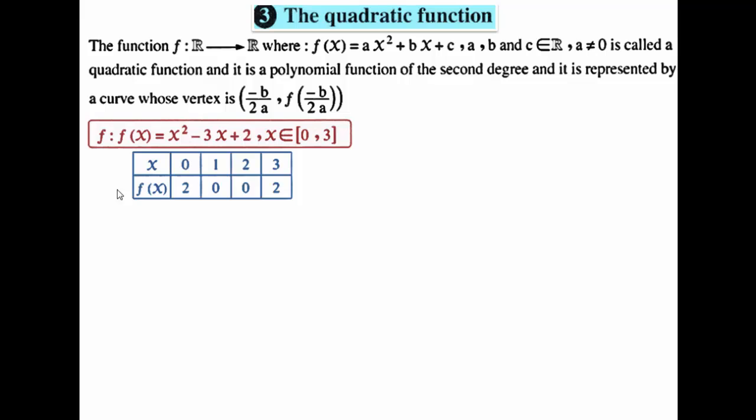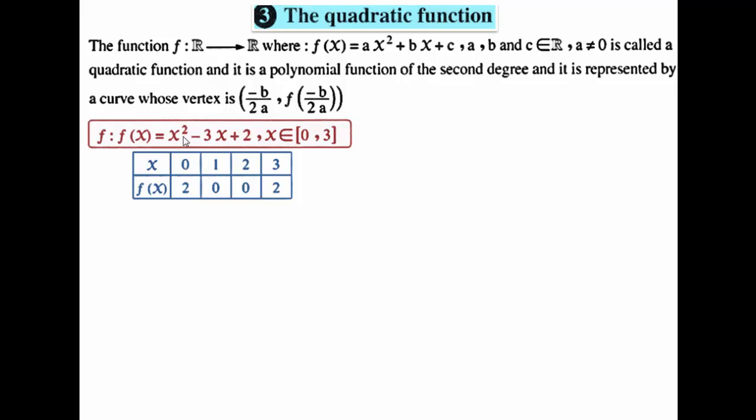We'll make a table like this. X will be 0, 1, 2, and 3, since x belongs to the closed interval 0 and 3. It means all numbers from 0 to 3, like 0 and 1 and 2 and 3. We'll substitute x here by 0. The result will be 2. How come? X power 2 minus 3x plus 2, substituting x by 0, will be 0 power 2 minus 3 multiplied by 0 plus 2: 0 minus 0 plus 2, the result will be 2.